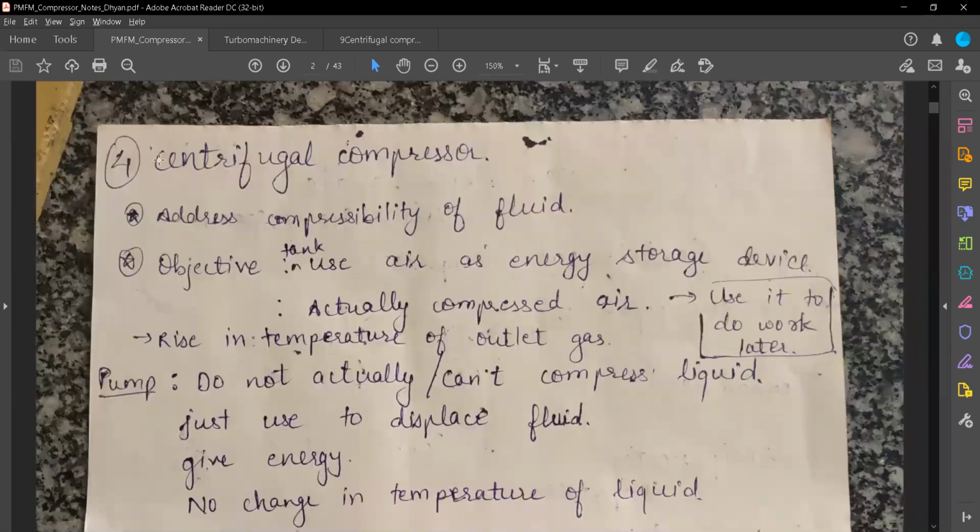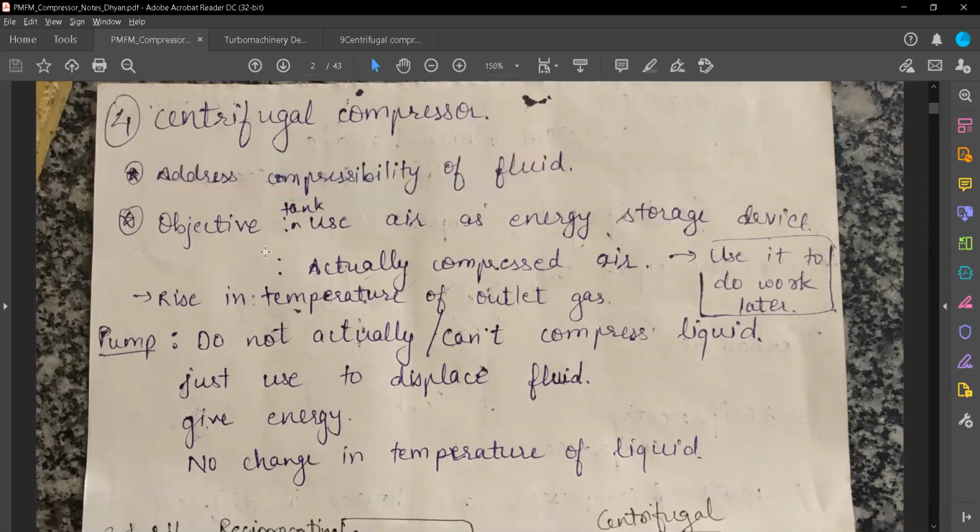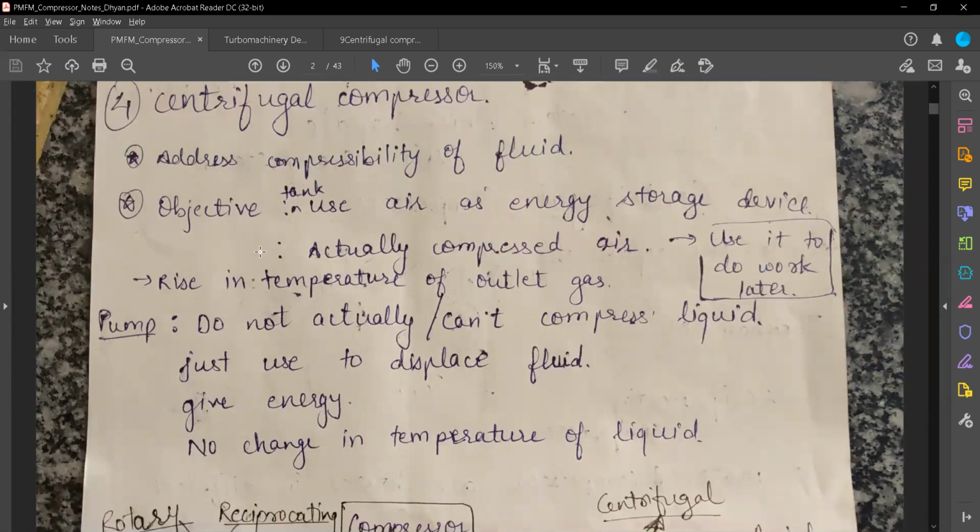Now let's come to the main point. We have centrifugal compressors. The main thing is it addresses the compressibility of the fluid. So earlier I said we'll differentiate between the compressor and the pump. So here we'll talk about different things related to a pump and a compressor. So what does a pump do? We have seen earlier, a pump does not compress the liquid. It is handling the liquid. The working fluid in a pump is a liquid, and liquids are assumed to be non-compressible or incompressible fluids. So they do not actually compress the fluid.